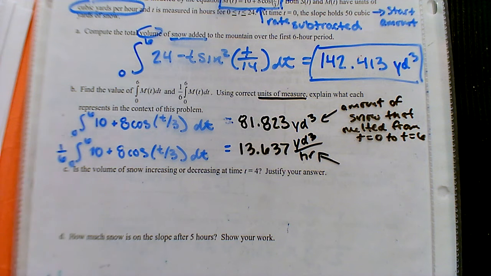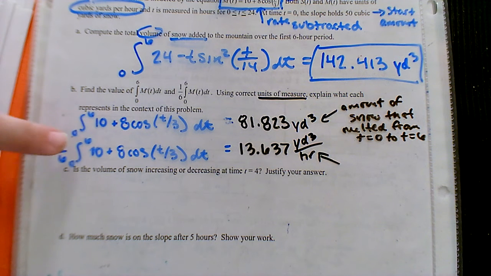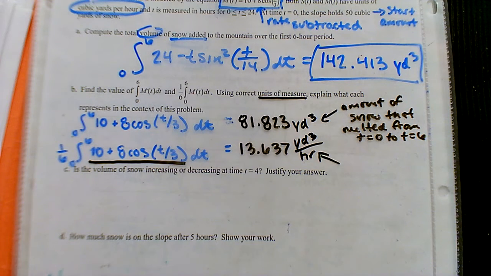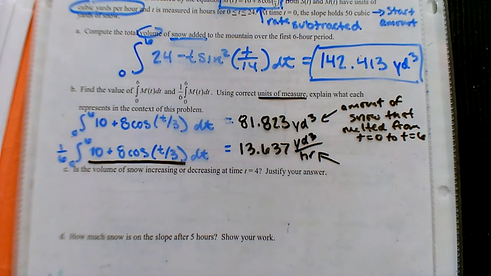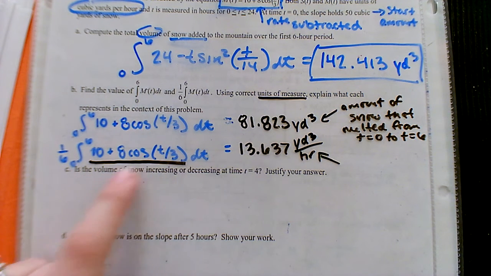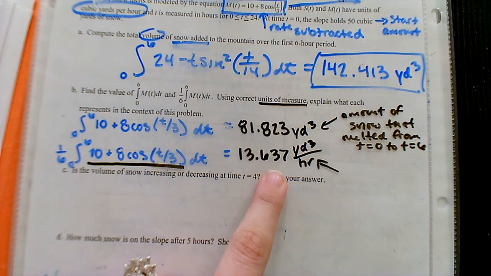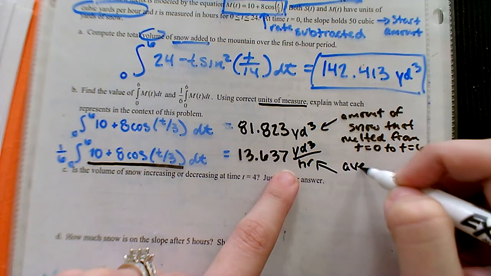Perfect. So this whole idea of average value, notice how we have the 1 over 6 out front, and the 6 is the distance between your bounds, or the difference between the bounds. Whatever this function represents, that's what the answer represents. It's the average answer or output or y value from this function. So since this function was a rate at which snow melted, this is actually the average rate that snow melts. And since it's a rate, we need that fractional unit.